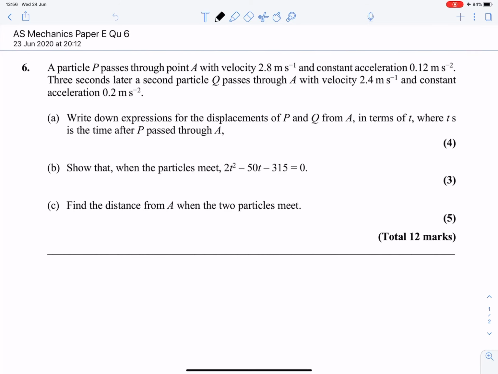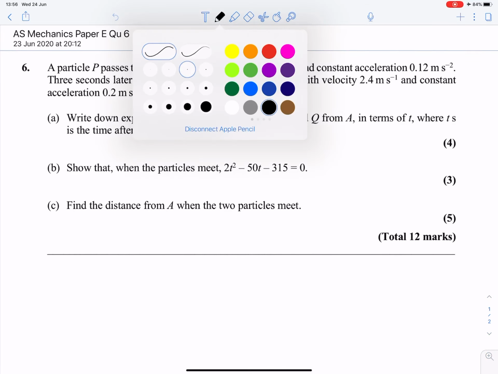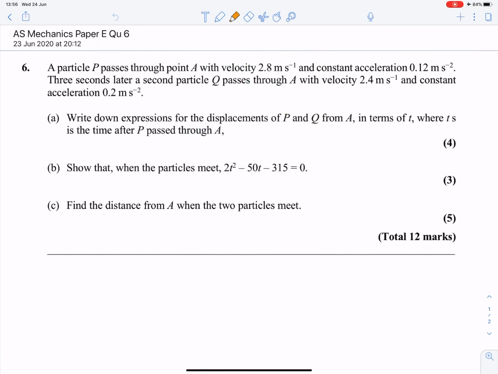So here we go with question 6 from paper E. Particle P passes through a point A, velocity 2.8 meters per second with a constant acceleration of 0.12 meters per second squared.